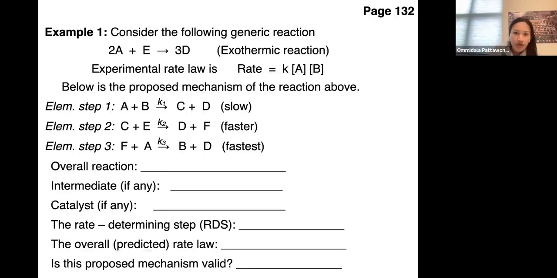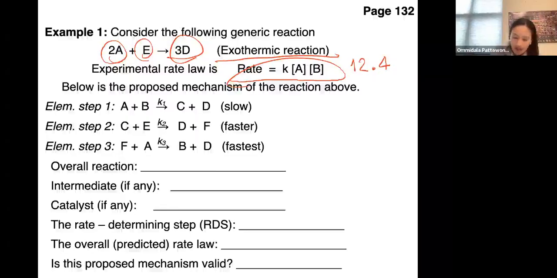All right, let's check your work together. So this one, we are given the reaction between 2A plus E. It becomes 3D, right? So this reaction is exothermic. This is the experimental rate law. Again, the experimental rate law is determined from the experimental data, similar to the one that we did in chapter 12.4.